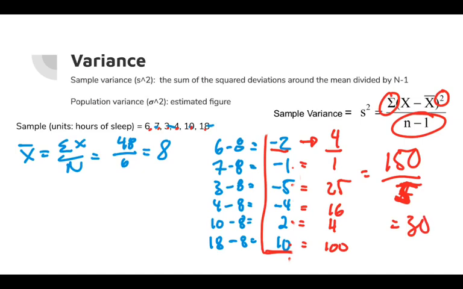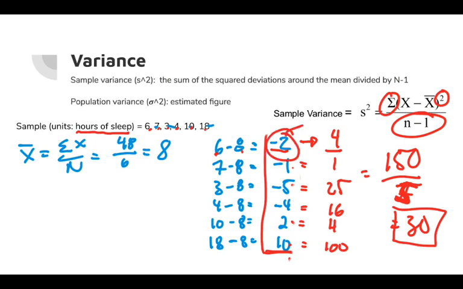And that is my variance for this data set. Now, a couple of things I want to point out here is, looking at this number, how useful is it? I think it's important to consider this, because you have to think of this in terms of the units, okay? We're looking at hours of sleep. So this is 6 hours of sleep. This is an average of 8 hours of sleep.